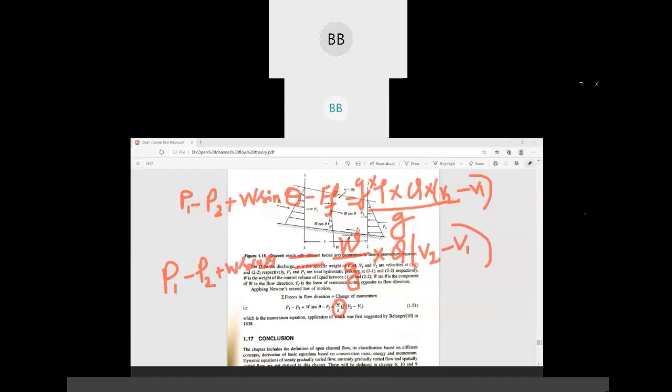W sin theta minus friction force is equal to specific weight divided by gravity, multiplied by discharge, multiplied by change in velocity. So this is your momentum equation. If you have any doubt regarding this derivation, you can ask me now.